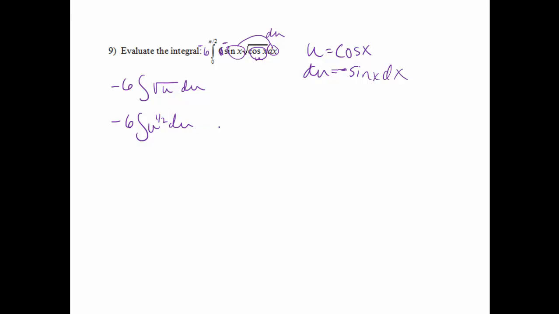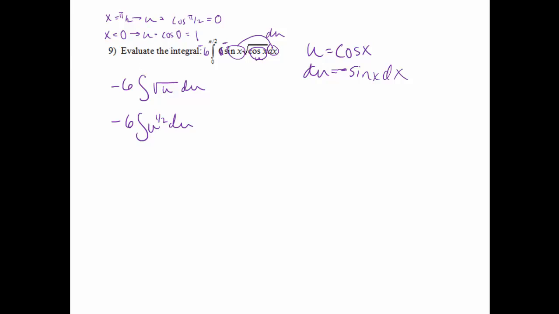I'm also going to do one other thing here. I'm going to go ahead and change my limits. I think it's an easier problem. I'll do it without changing the limits as well. So when x equals pi over 2, u is going to equal the cosine of pi over 2, which will equal 0. And then when x equals 0, u will equal the cosine of 0, which is 1.